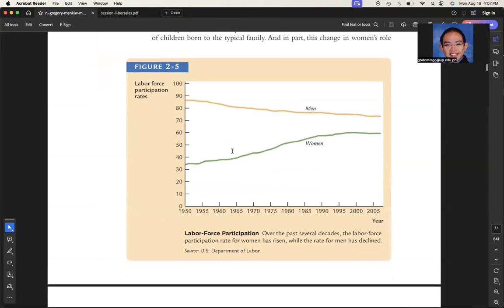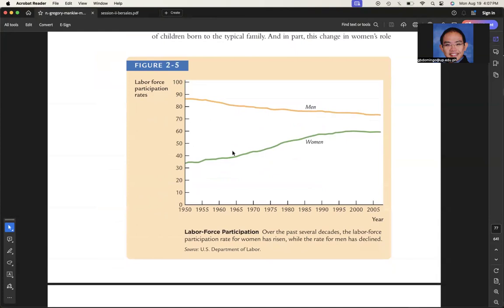Okay, so an interesting graph here, 2-5, labor force participation rates. The story in the United States is that labor force participation has been steadily rising for women. The interesting part in the Philippines is what the labor force participation is per gender. Again, that's something that you can discover because the PSA also has men versus women labor force participation rates.